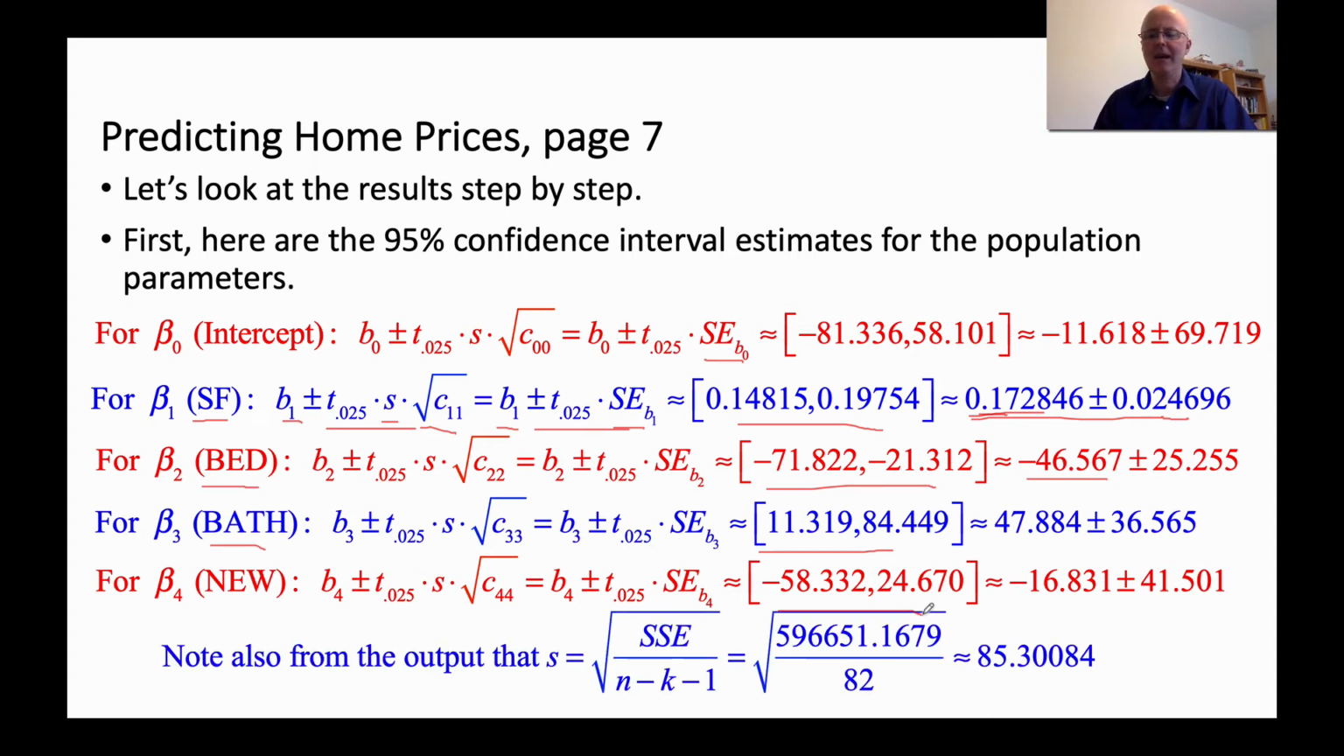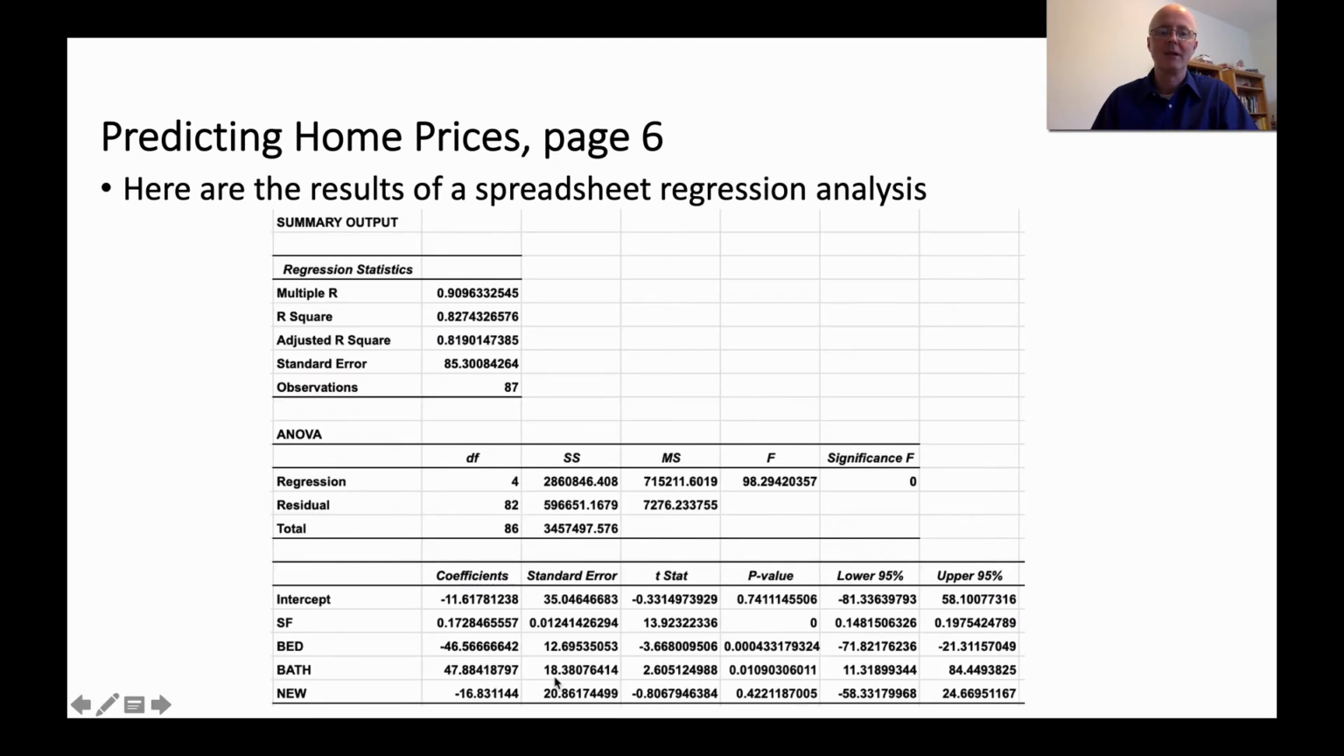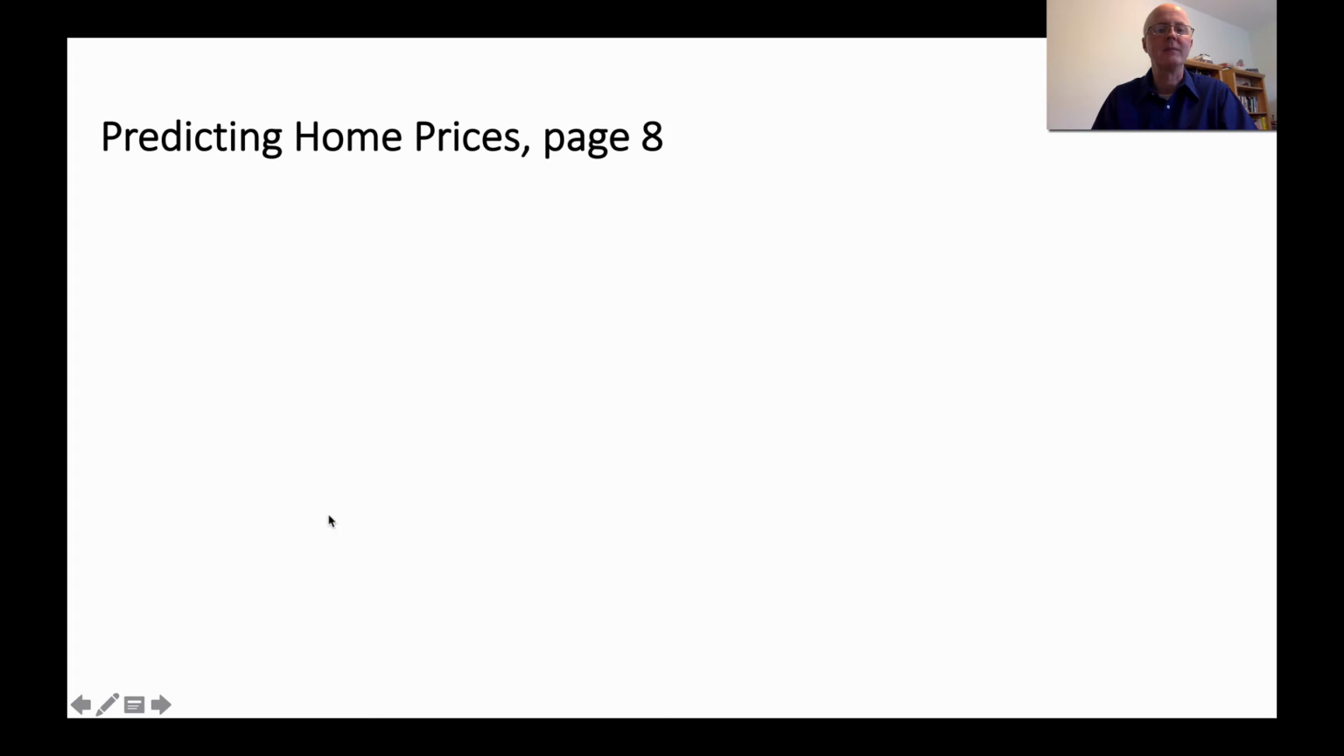And yes, I have here S is about 85.3. The formula for S is the square root of SSE divided by n minus k minus 1. SSE turns out to be, I haven't verified this, this number, 596,651.1679, divided by the degrees of freedom, which is 82. Take the square root to get S, the regression standard error. Actually, this 596,651 SSE is in the output. It's right here. Okay, it's SS for residual. SSE means sum of squares error. Error is synonymous with residual. We'll talk more about that here in a bit.